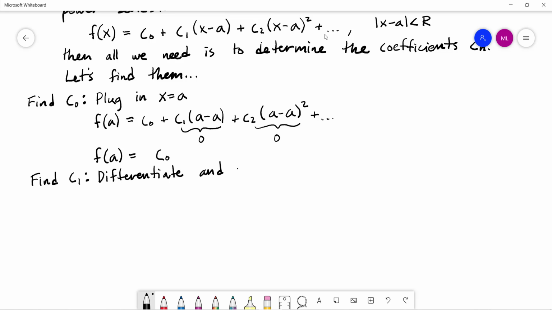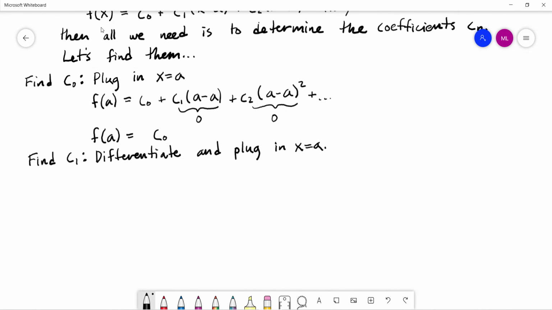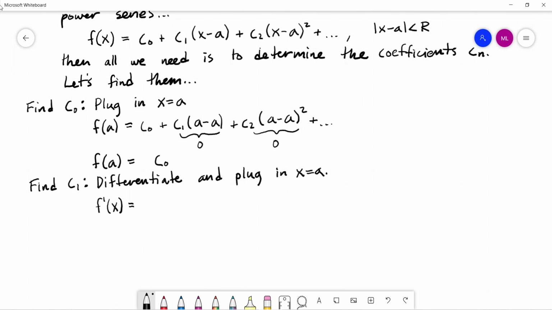And then plug in x equals a. So on the left, differentiation is easy enough. The presumption is that we know this f of x that we're trying to represent, and so we should be able to differentiate it. So I'll have f prime of x, and again we're going to evaluate that at x equals a in just a little bit, but that should be equal to, when I take the derivative of the original function here, the derivative of the c0 is 0, it's a constant.